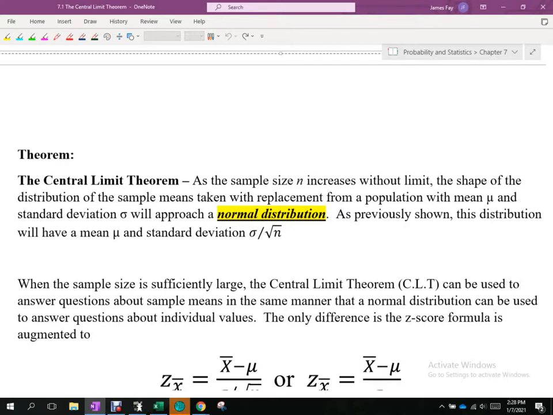Okay? So what that means is the more objects I have in my sample as I'm trying to find my sample means, the more objects that are in there, the more normal that sample means distribution becomes. Okay? So as previously shown, the distribution will have a mean mu, standard deviation of sigma divided by the square root of n. Let me show you a kind of visual of what this is.